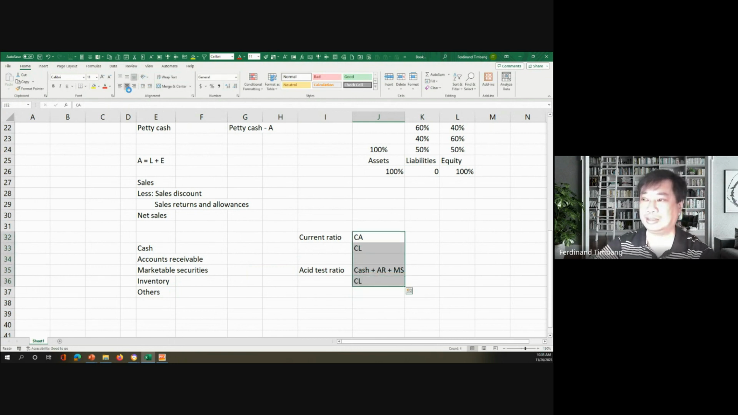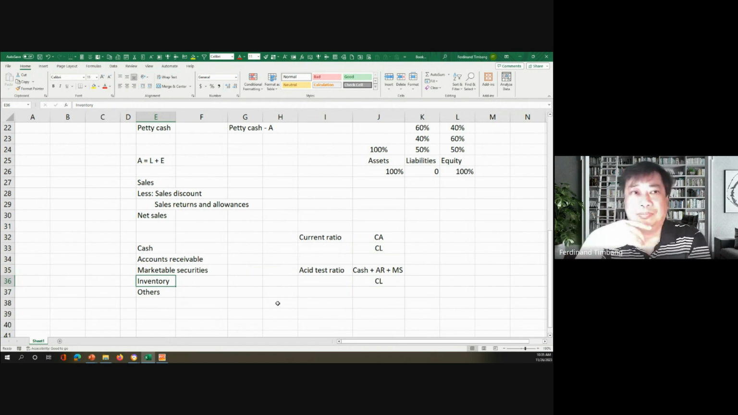Naging ganyan siya, no? Tinanggal natin yung inventory at saka yung others because for you to pay the obligation dito sa current liabilities na to, ang sinasabi natin, dapat mabenta mo na yung inventory na yan. Hindi pa naman nabibenta yan eh. Hindi siya cash. Hindi siya receivables. So, ibig sabihin, you have to sell that in order to become money. That is the reason why they remove that in this ratio, kasi hindi siya ganun ka-liquid.